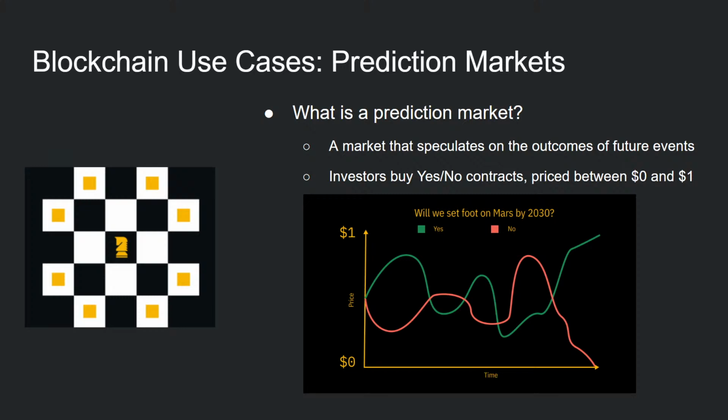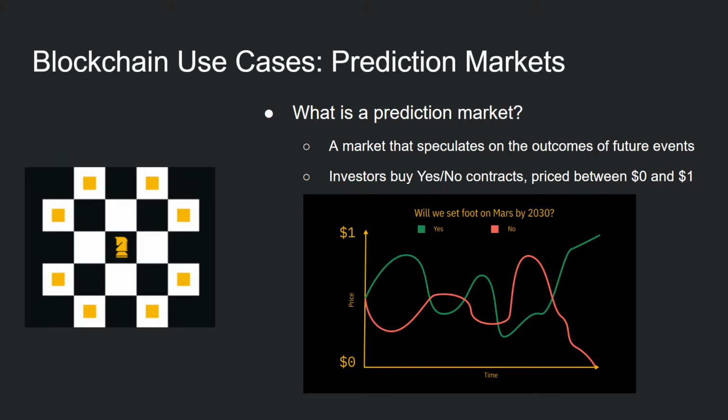Those options are redeemable once the contract expires. Well, rather, one of them will be redeemable once the contract expires. So if we do land on Mars by 2030, you can trade in your yes contract for $1. If we don't, your no one can get traded in for $1, and the other one will be useless.